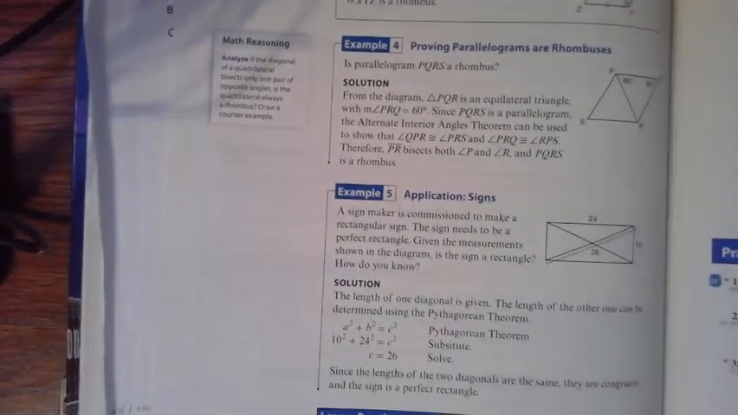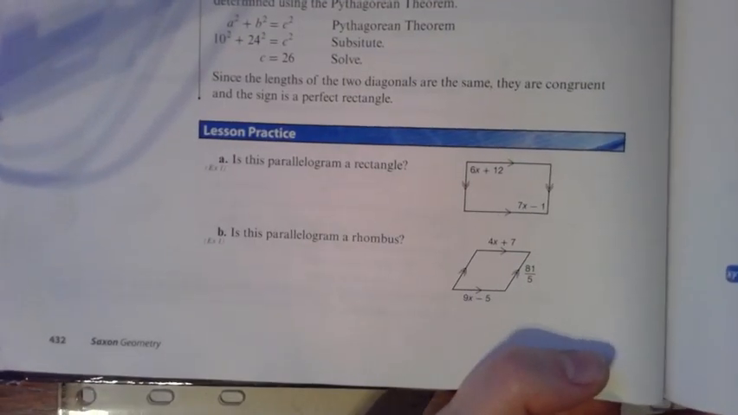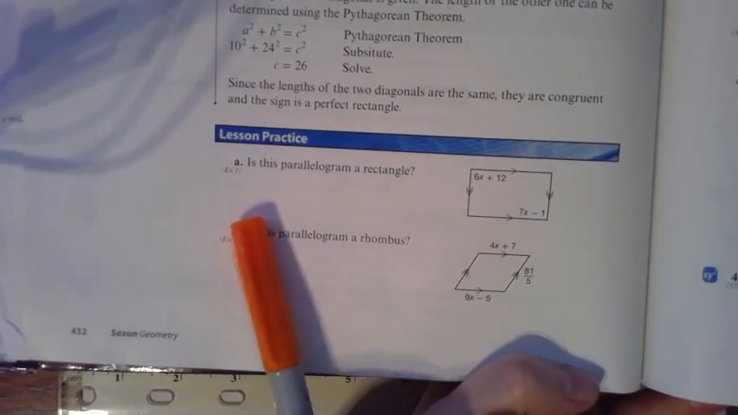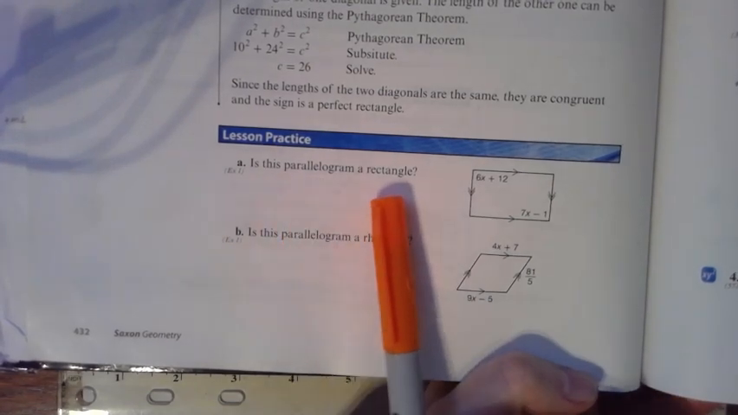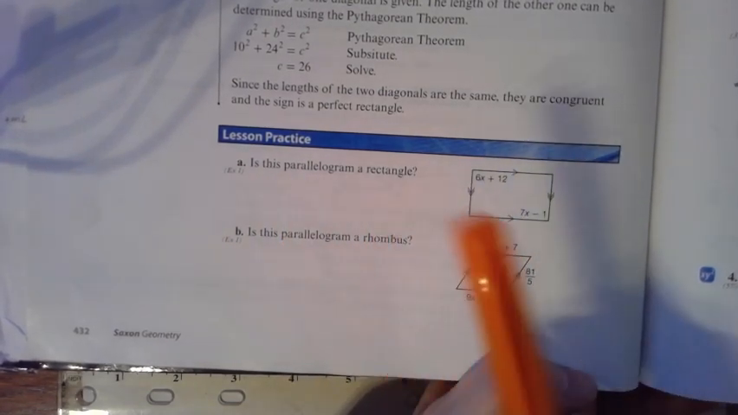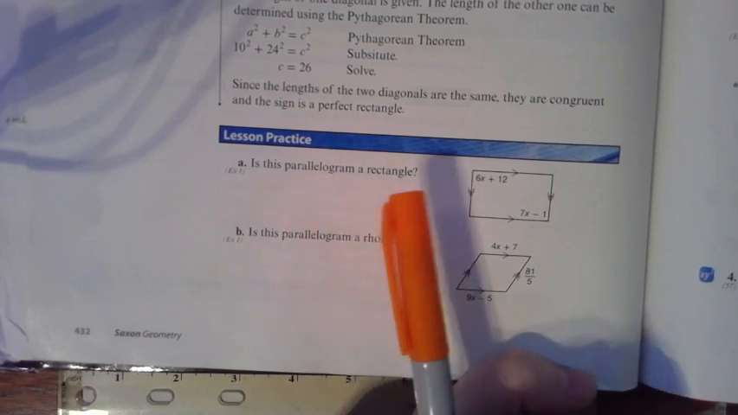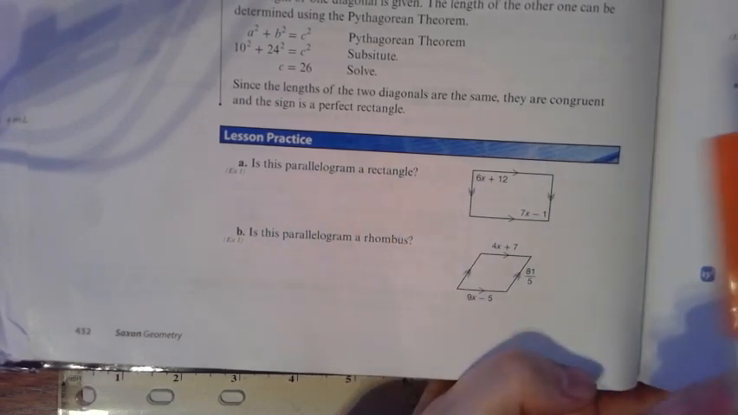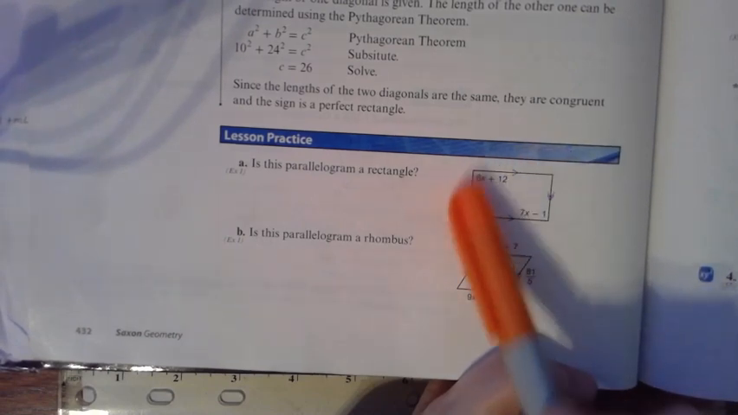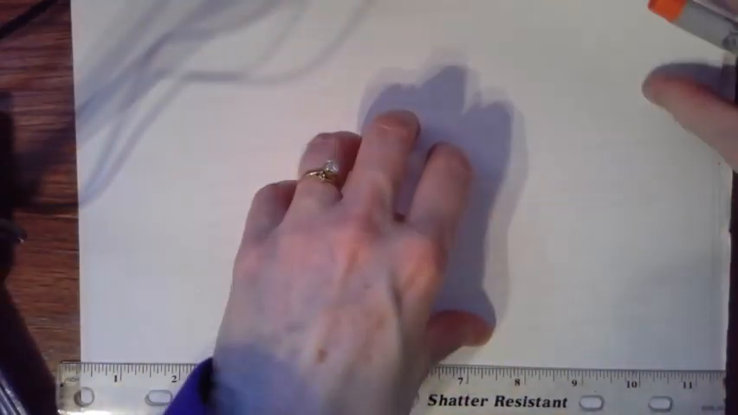So let's look at some problems from the book and how we would use these. In our first problem, problem A, they're asking us, is this parallelogram a rectangle? We know that it's a parallelogram. We don't know if it's a rectangle. It's a parallelogram, so it's got two pairs of parallel sides. What would we have to do to show that it's a rectangle?